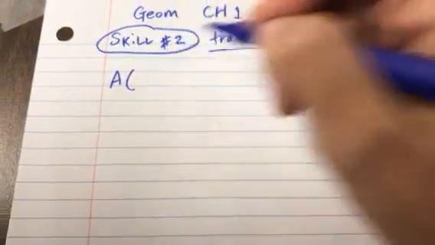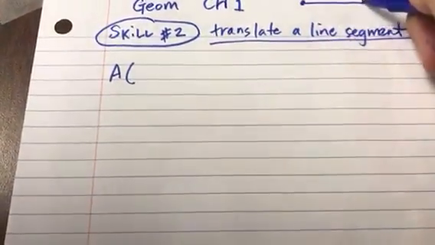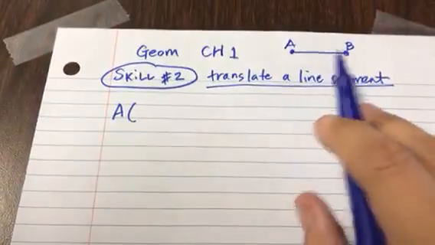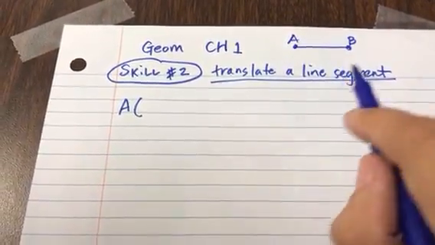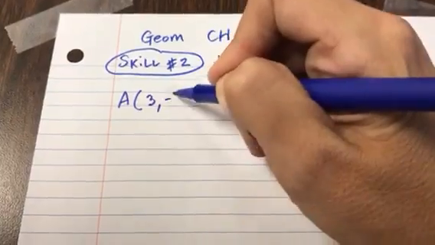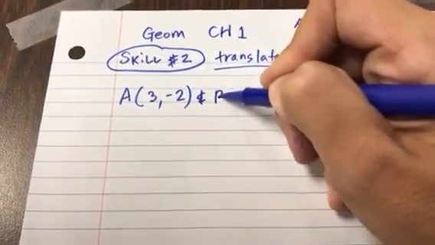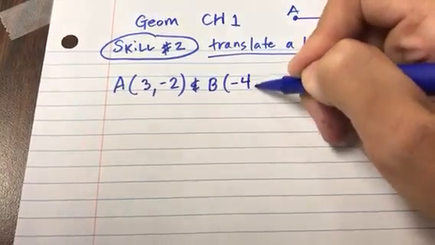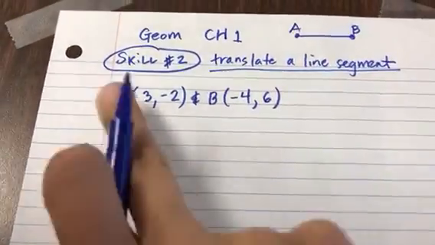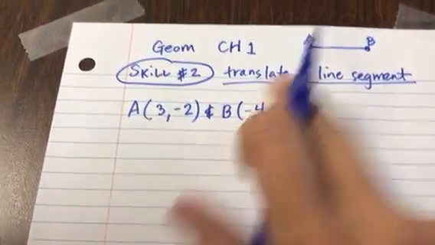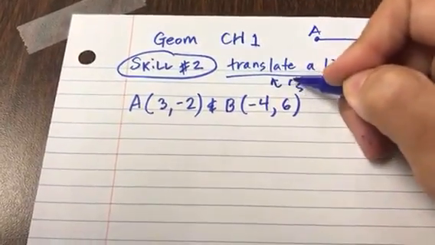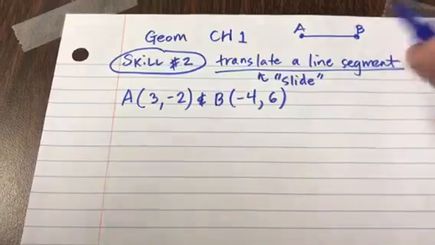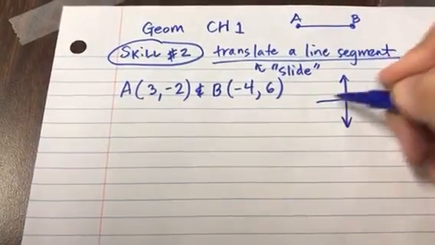Usually a line segment is 2 points. So if this was point A and B, that's a line segment. It has 2 endpoints. Imagine they gave us these endpoints, and this feels a lot like distance. But instead of asking for distance, let's say they asked to move it. That's what they're asking, slide it. So if I slide it, I need to know how much do I slide it. Do I go up, down, left, right, or a little bit of both?